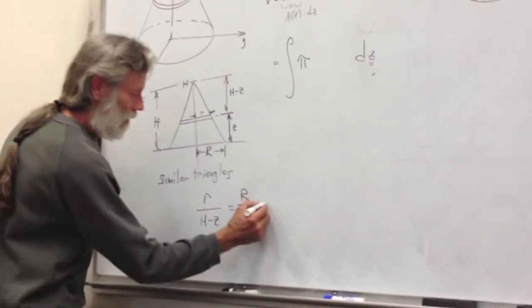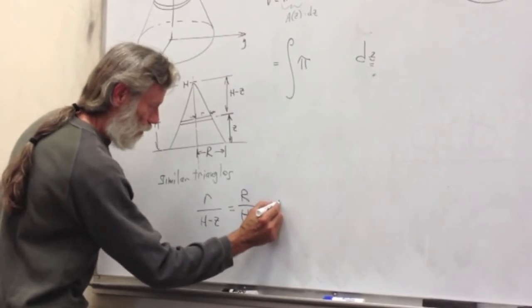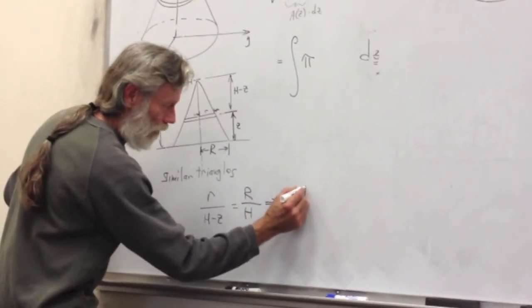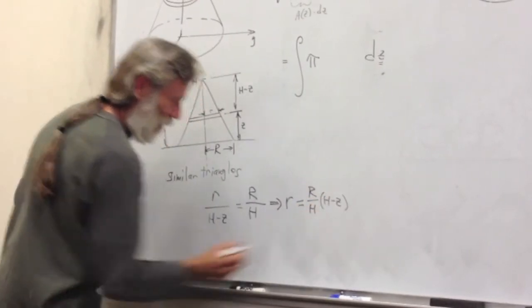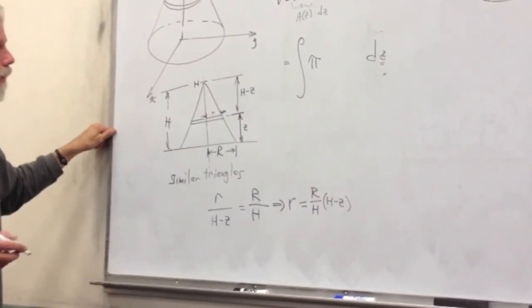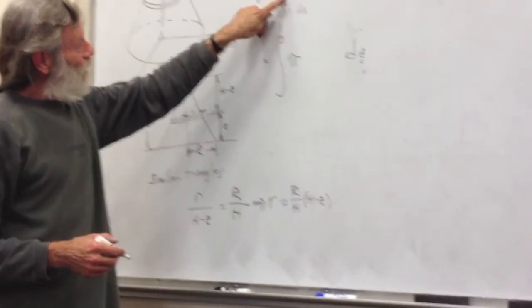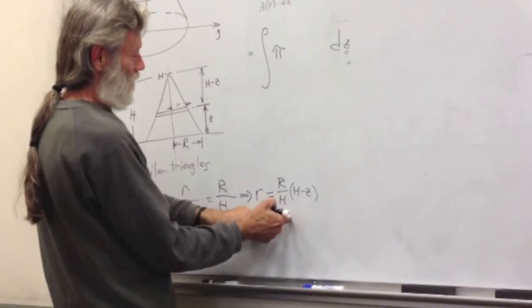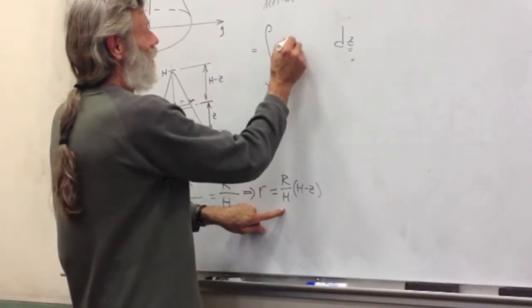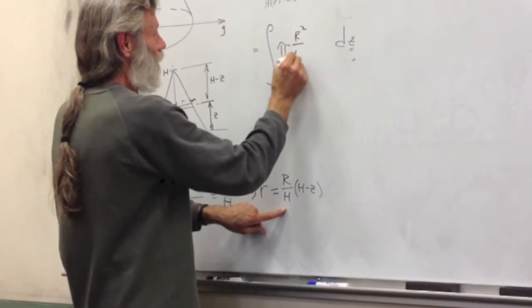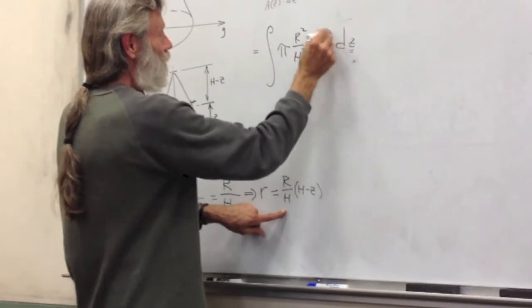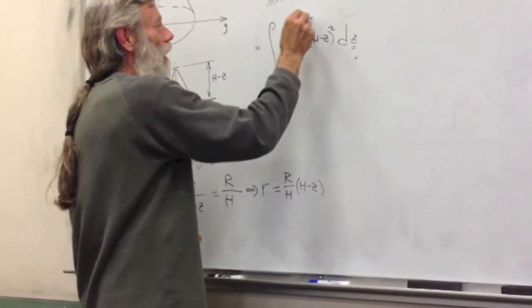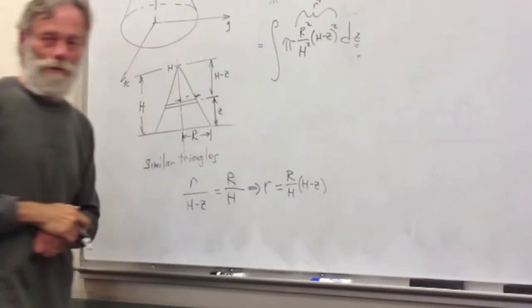And so that's going to say that I can replace r with big R over big H times H less Z. Therefore, instead of this r squared, I have this thing squared. So I have R squared over H squared, times H less Z squared. That's r squared.